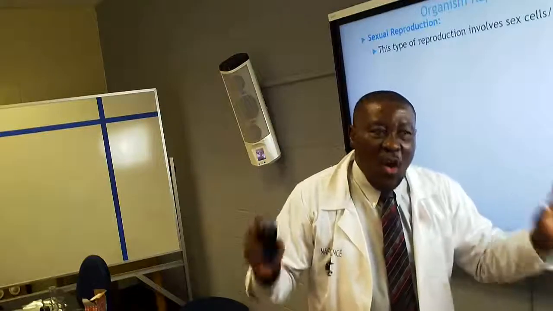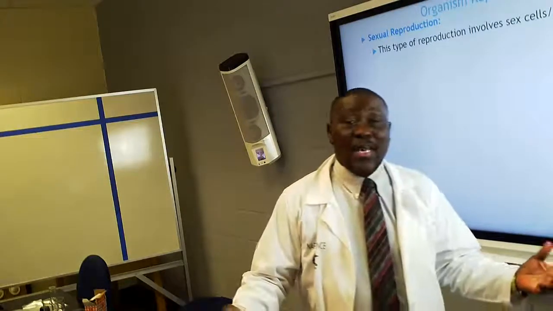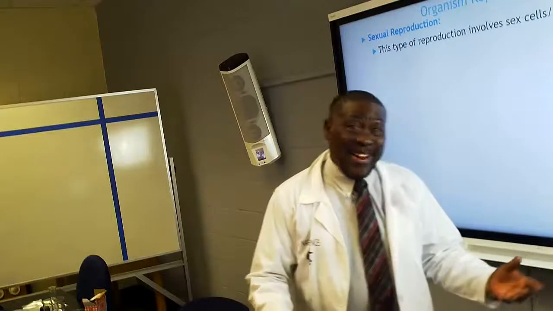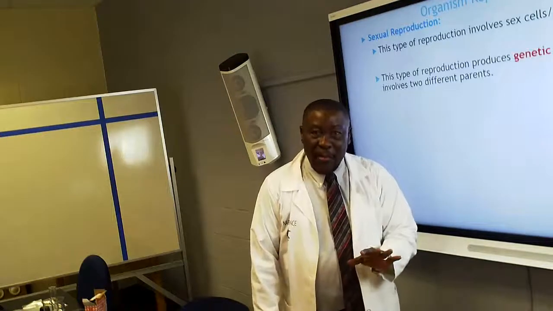So let's go. All right, first of all, this type of reproduction, we're talking about sexual reproduction. This type of reproduction only involves what? Only involves sex cells. Or you can also call them gametes. Or you can also say sperm cell or egg cell, all right? So that's the type of reproduction we're going to talk about first.